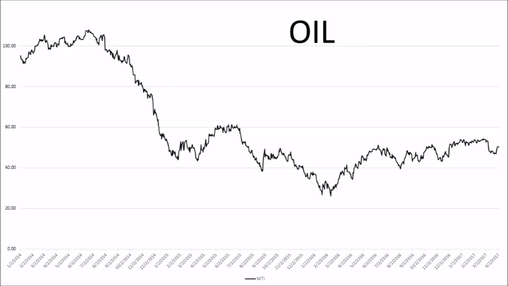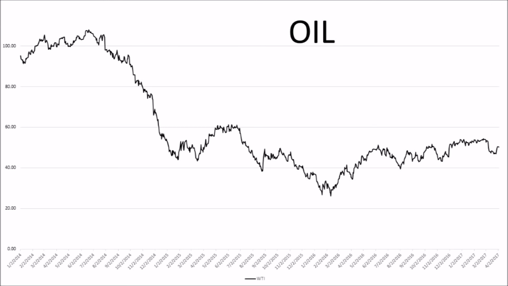This is a chart that tracks U.S.-based oil, which is West Texas Intermediate. Now you can see that over the last 3 years, going back to 2014, the price of oil has come down significantly, but at the same time, there's been a lot of peaks and valleys in there. And so had you made the right call, whether you went long or went short on oil, you could have made a great deal of money.